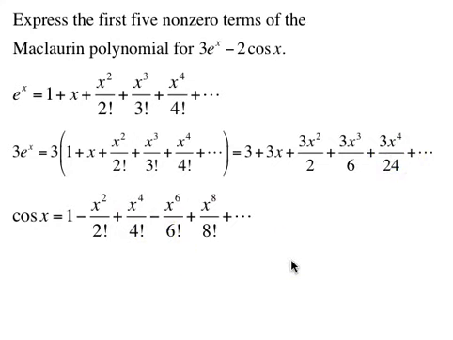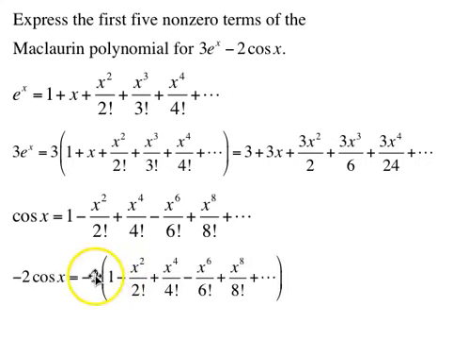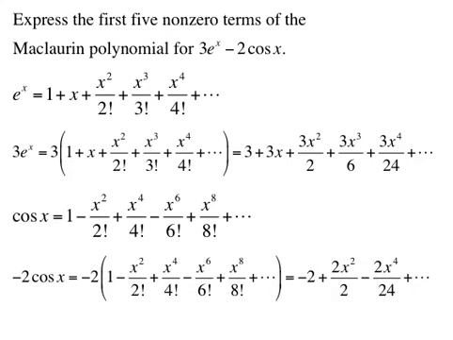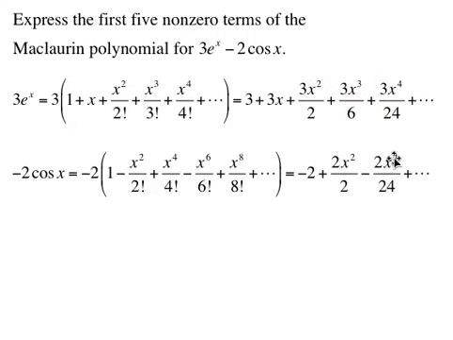So if I have negative 2 times cosine x, that's negative 2 times all of these, distributing that: negative 2 plus 2x squared over 2 factorial minus 2x to the 4th over 4 factorial. And then, yes, of course, plus 2x to the 6th over 6 factorial, but we're going to add these together, and we're only going to go up to the x to the 4th term to get the first 5 non-zero terms, 1, 2, 3, 4, 5.